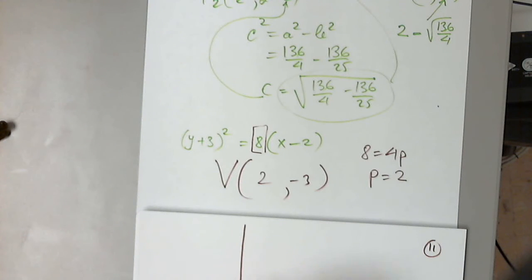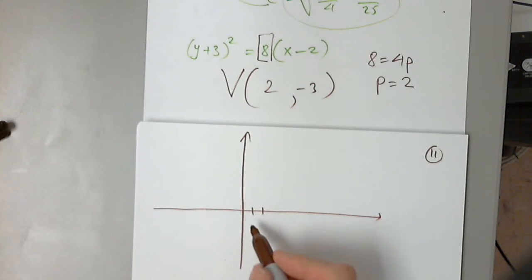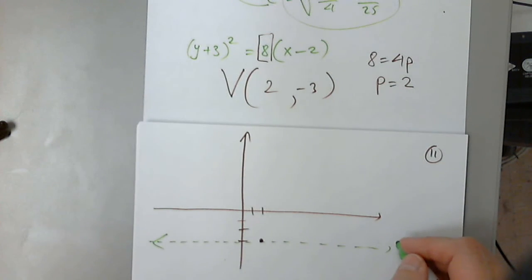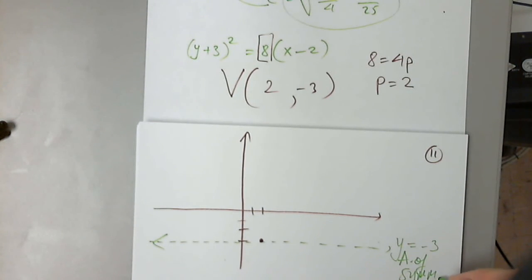So I'm going to start graphing it already. So 2, -3. This is the point. This is the vertex. I already know it's not a function. And this must be y equals -3, the axis of symmetry. I immediately know that. On this axis of symmetry, I will also find the focus of the parabola.